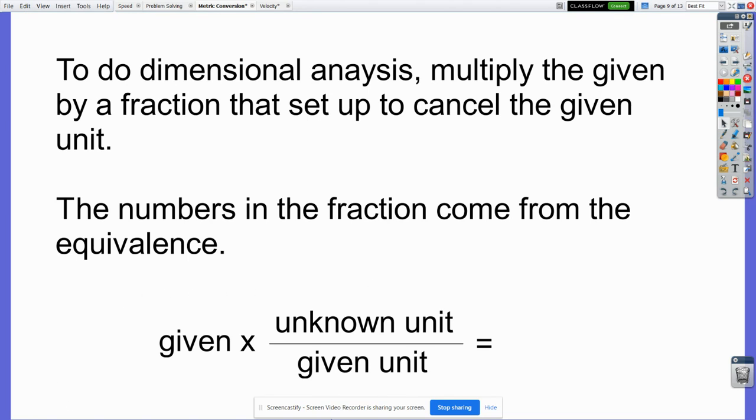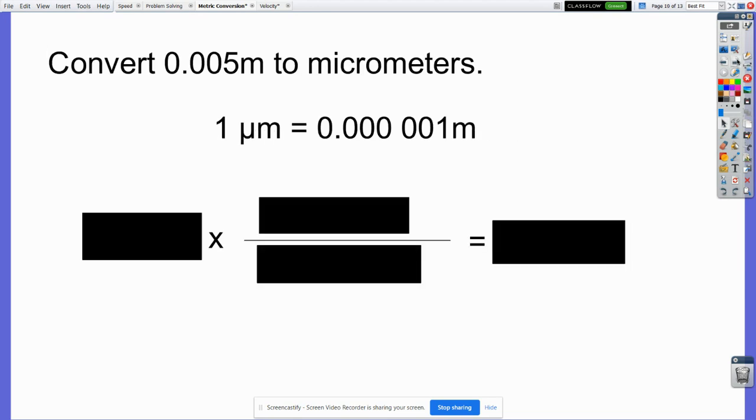So the way we set it up looks just like this. You start with the given measurement, whatever you're trying to convert, times a fraction bar. On the top of the fraction, you use whatever number is attached to your unknown unit. The unknown unit is simply what you're trying to convert it into. And then the number that goes on the bottom of your fraction is whatever unit you were given here. Whatever unit's attached to this given number, that goes on the bottom. And again, the point is to cancel that given unit out.